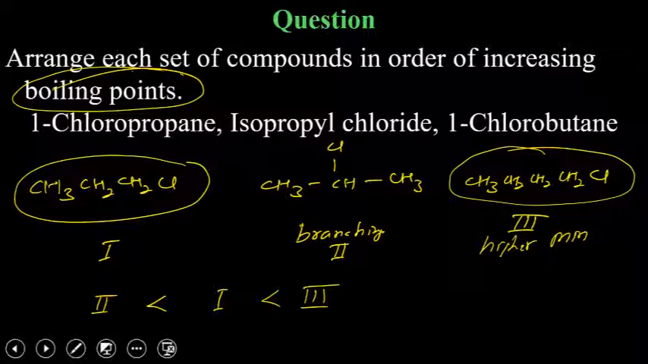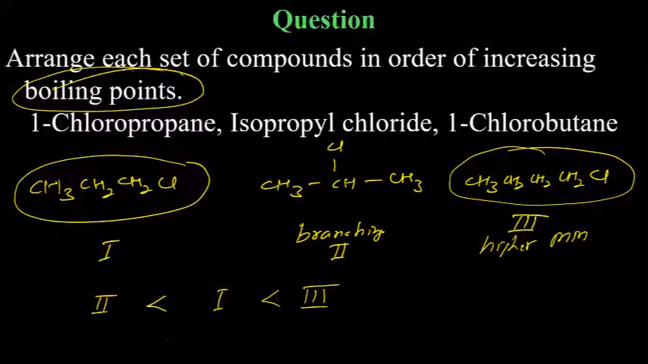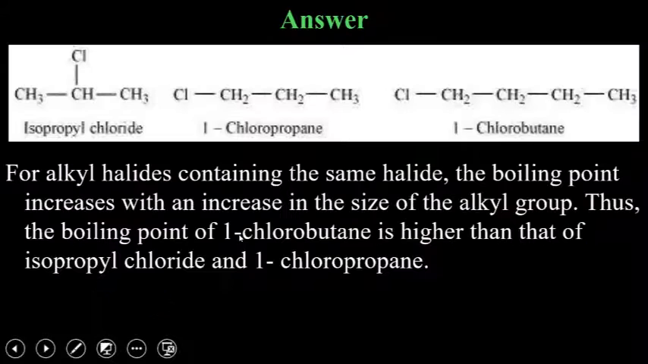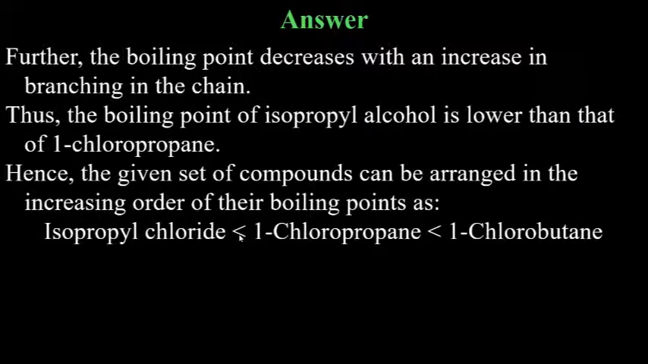Branching, molecular mass, polarity. Three topics we are talking about, three points we are talking about. Polarity, molecular mass, and branching. Isopropyl chloride, one chloropropane, one chlorobutane.